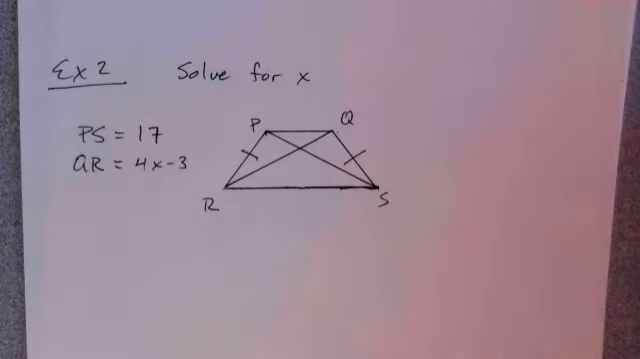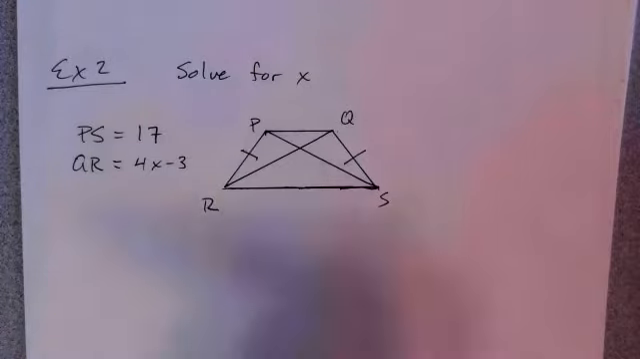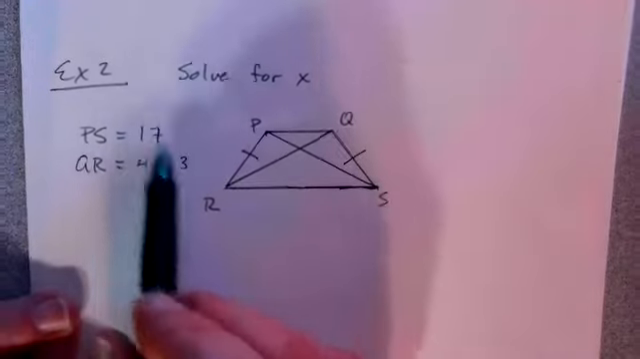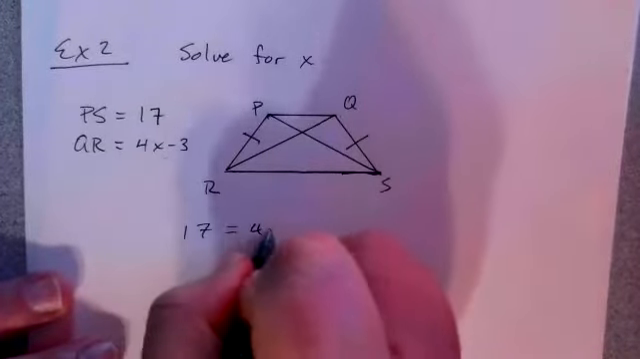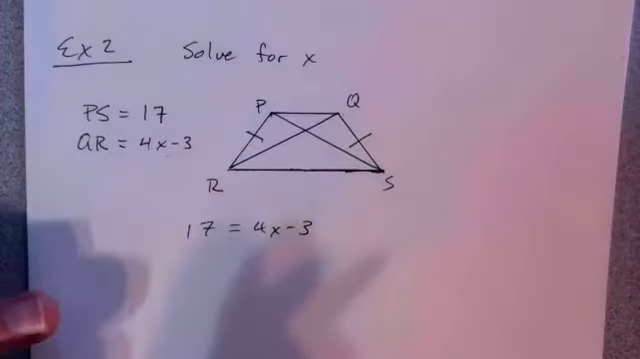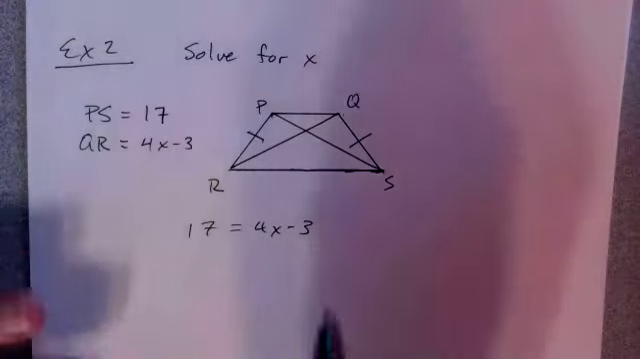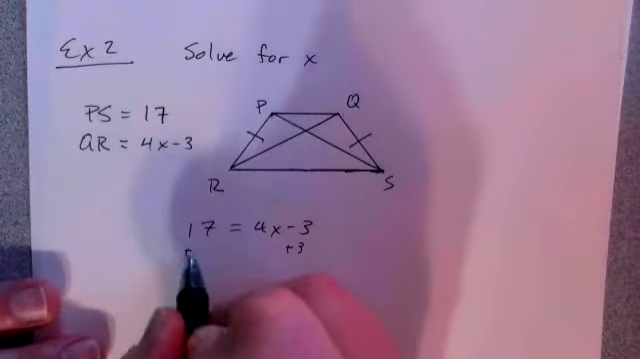And what do we know about the diagonals of an isosceles trapezoid? They are congruent. In other words, the distance from P to S is equal to the distance from Q to R. In short, we could say that 17 equals 4x minus 3. And we could solve this just like we've been doing since 5th grade, right? Add 3 plus 3.